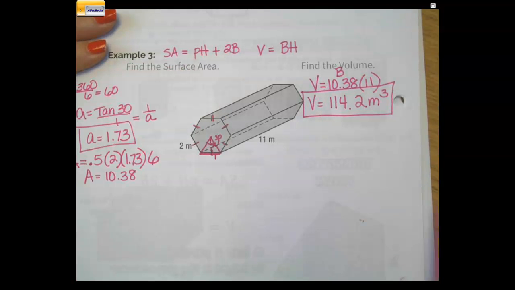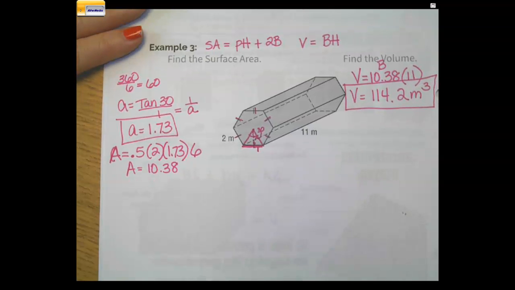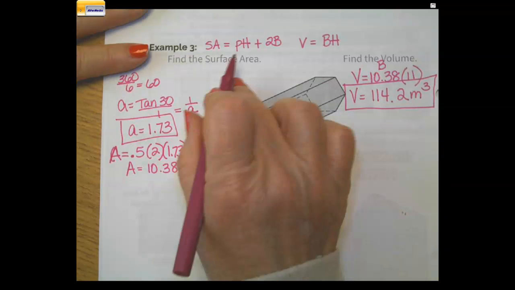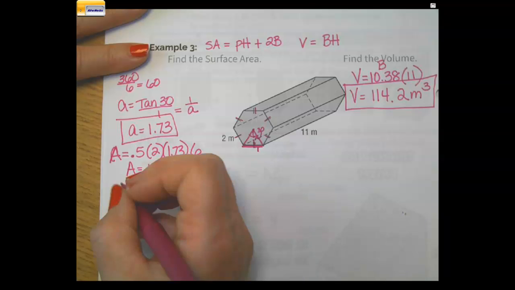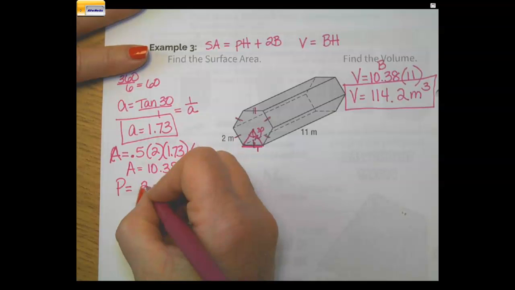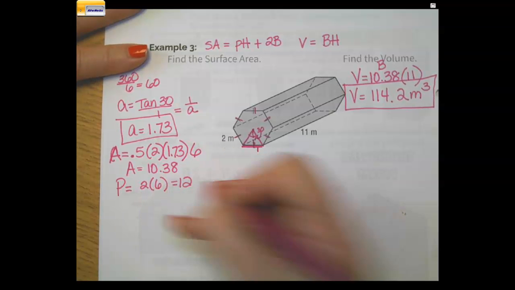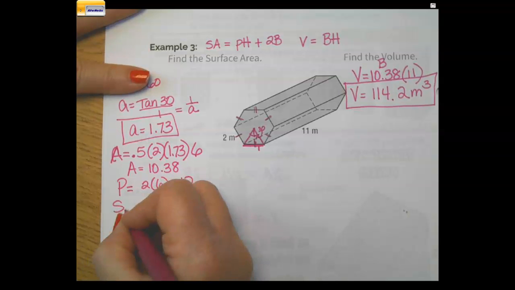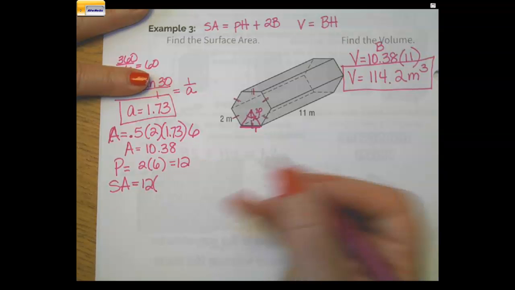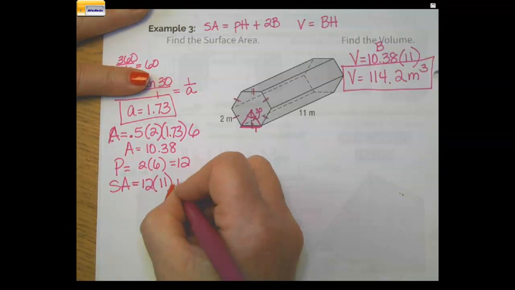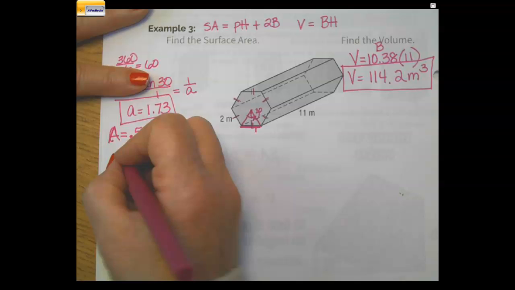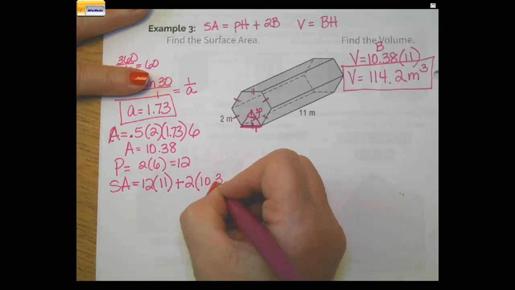All right. Now going back over here to find the surface area. I have 2 faces that are like that, or I can use this formula. What is my perimeter? So my perimeter equals 2 times 6, so that's 12. So let's go ahead and try this. Surface area, can you see what I'm doing, is equal to my perimeter, which is 12, times my height, 11, plus 2 times my base, and my base was 10.38.